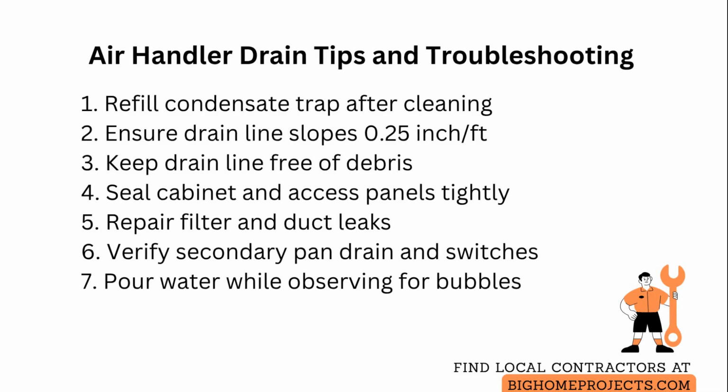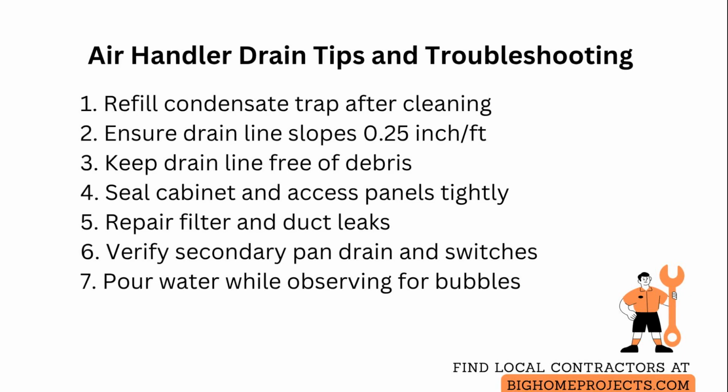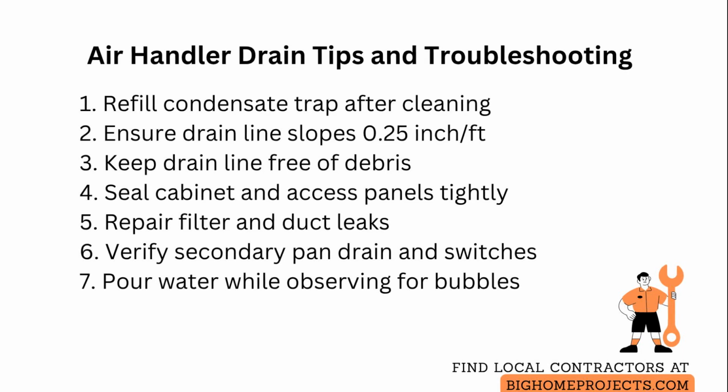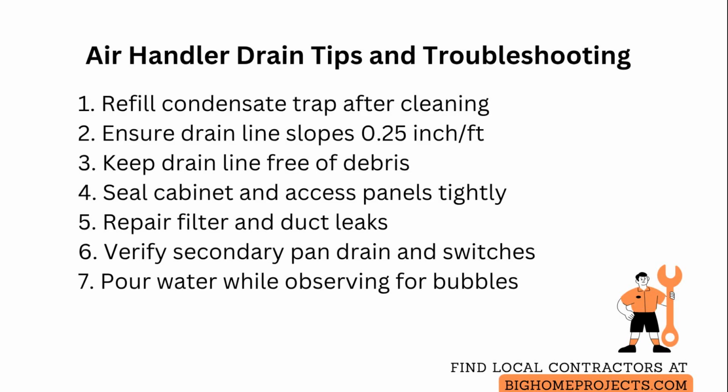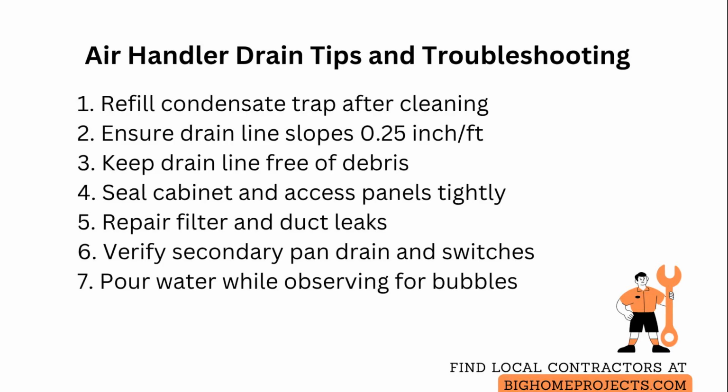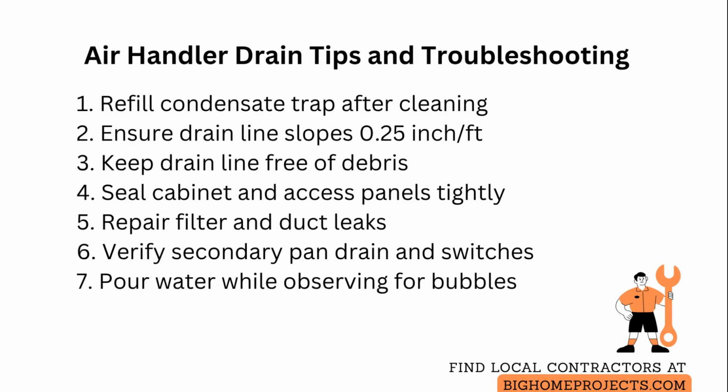When reassembling the unit, run the system and pour a steady stream of water into the drain pan while watching the trap and drain line for air bubbles and steady flow. Intermittent bubbling shows air entrainment that needs sealing or trap adjustment. For persistent problems, measure static pressure with a manometer at the return and supply to identify where negative pressure is being pulled, and then isolate and correct the leak or imbalance.